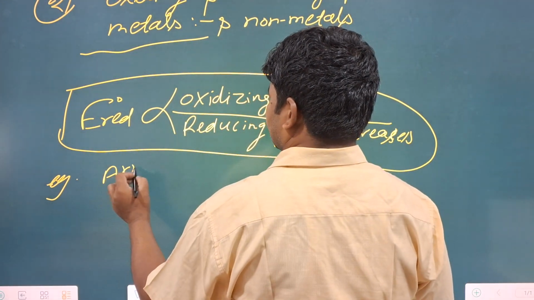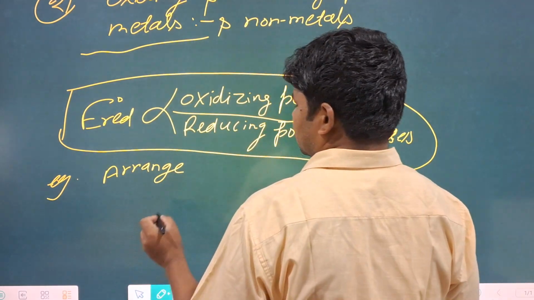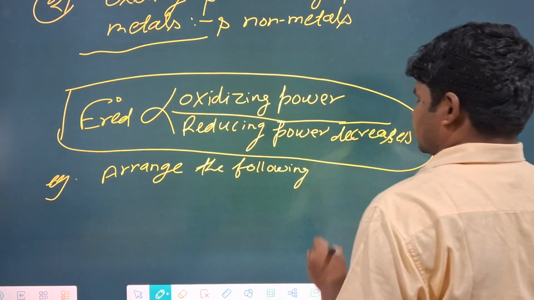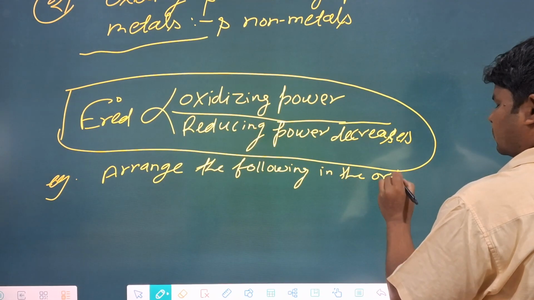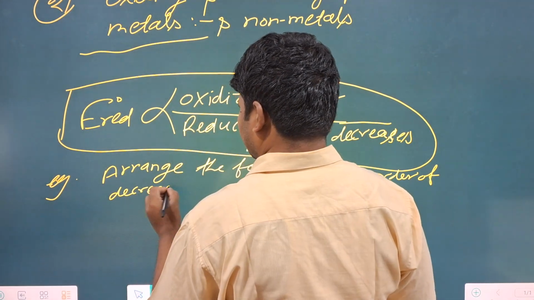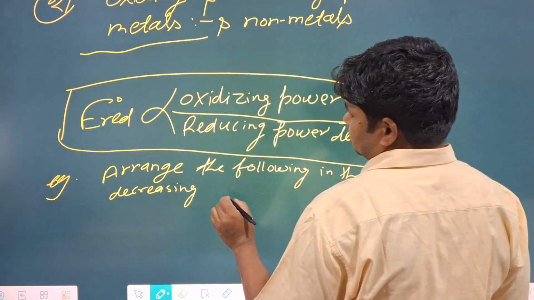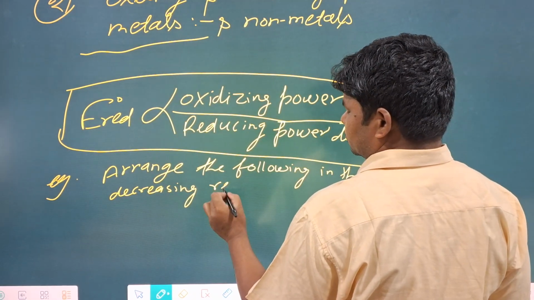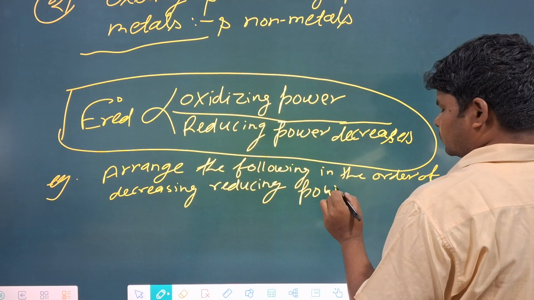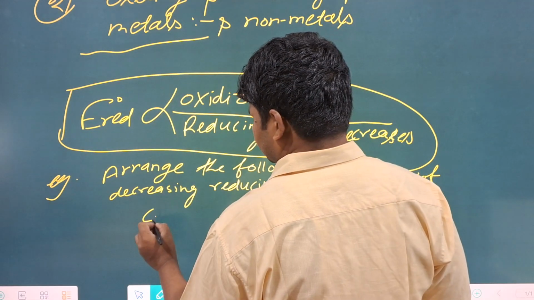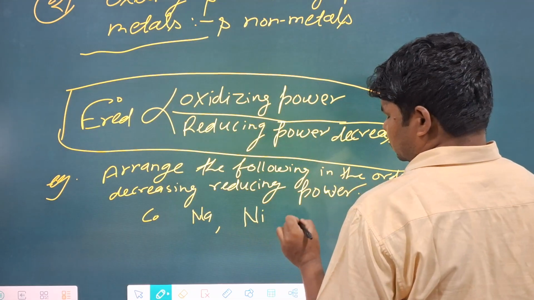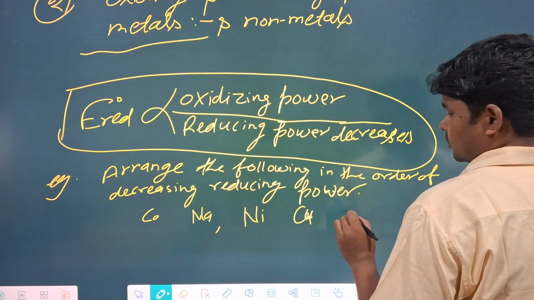Arrange the following in the order of decreasing reducing power: cobalt, sodium, nickel, copper, zinc.